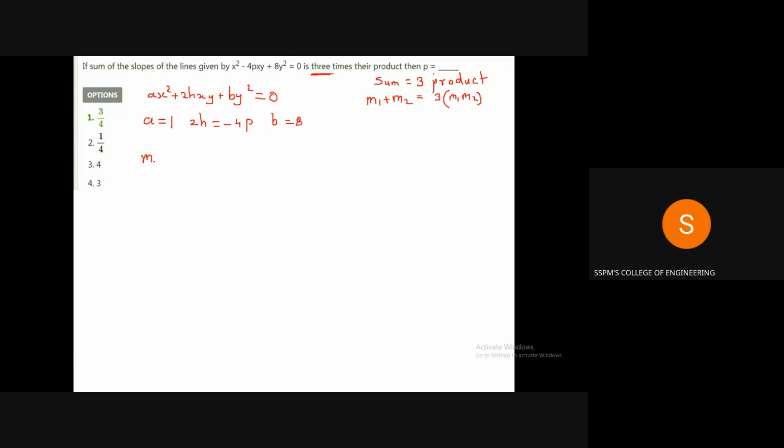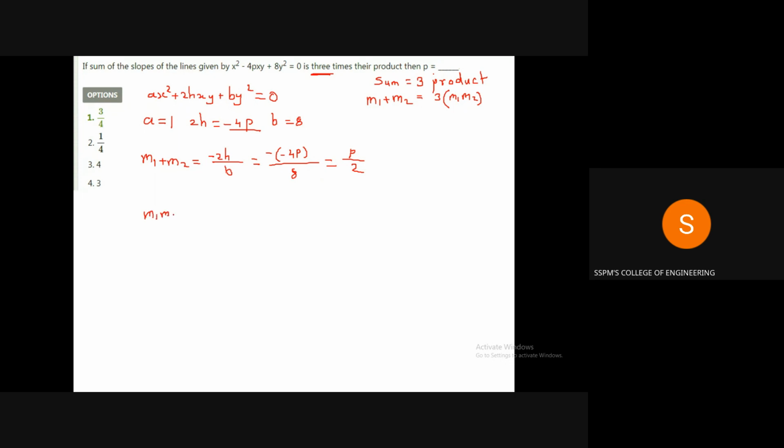So what is the formula for m1 plus m2? It is given by minus 2h divided by b. So minus, what is the value of 2h? Here it is minus 4p. Minus 4p divided by b. b is 8. Minus minus will become plus, and 4 divided by 8 is 1 by 2. So we have p divided by 2. That is the value of m1 plus m2.